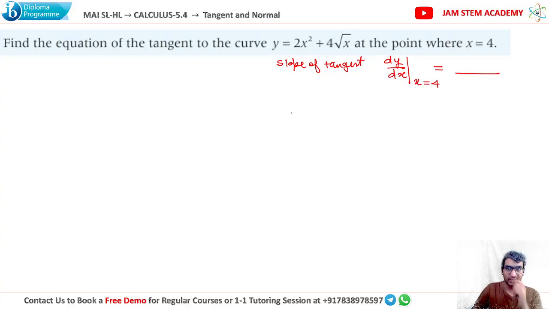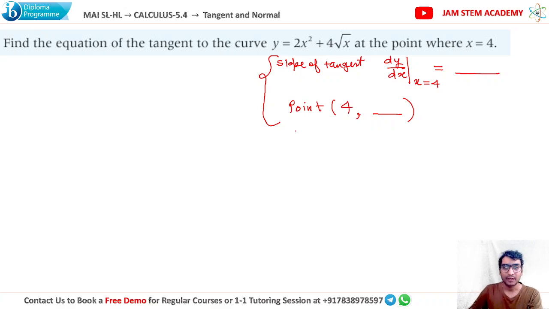The second thing is we need the point, because our tangent line will pass through a point whose x coordinate is 4. So how can we find its y coordinate? We also need the y coordinate of the point. If we substitute x equals 4 back into the original equation of the curve, we can find the value of y corresponding to x equals 4. Once we get the slope and the point, we can easily find the equation of the tangent line.